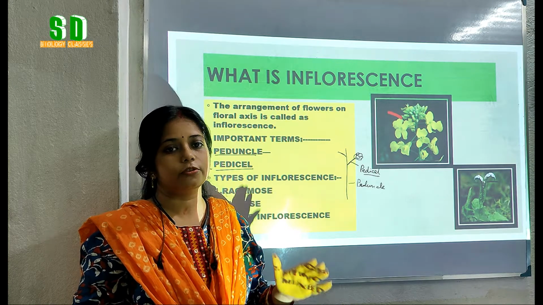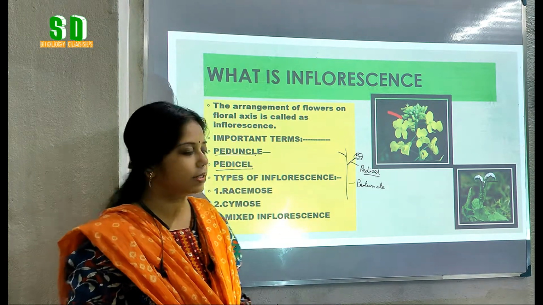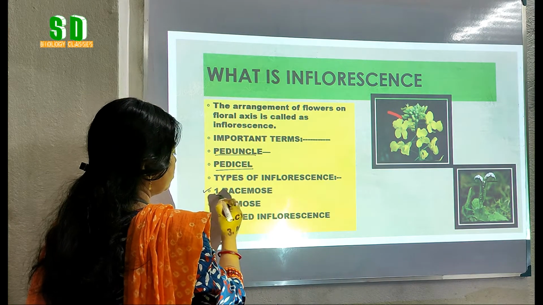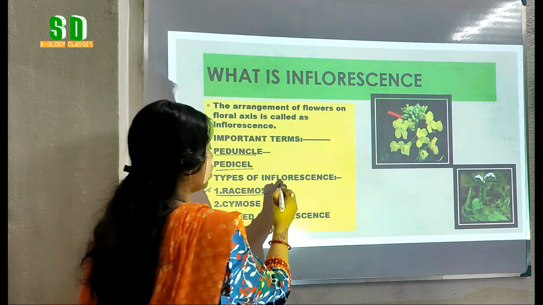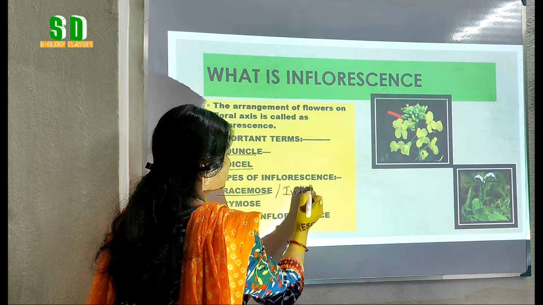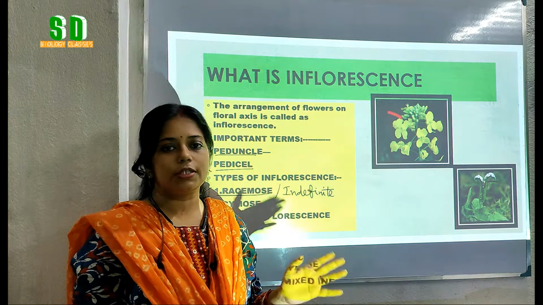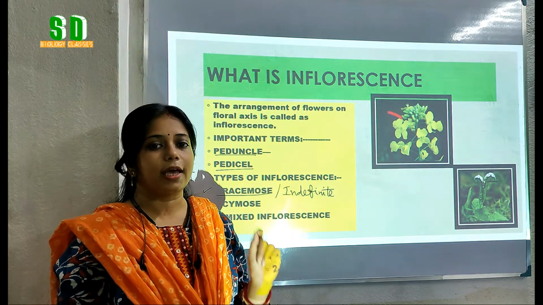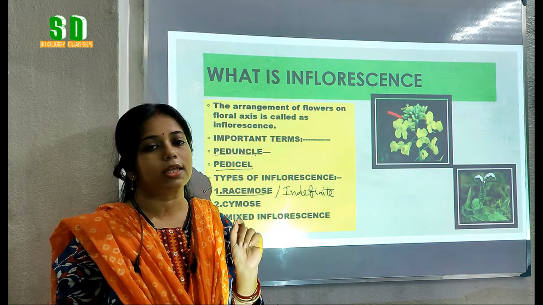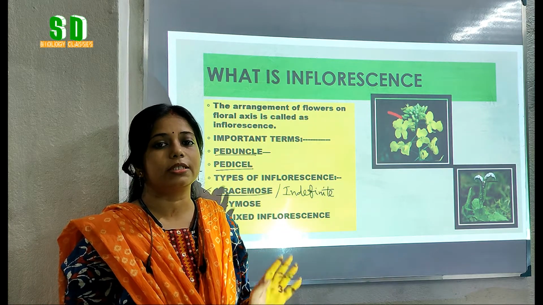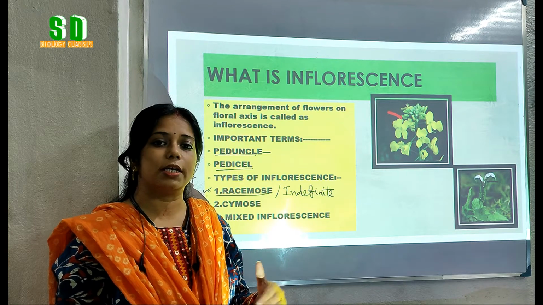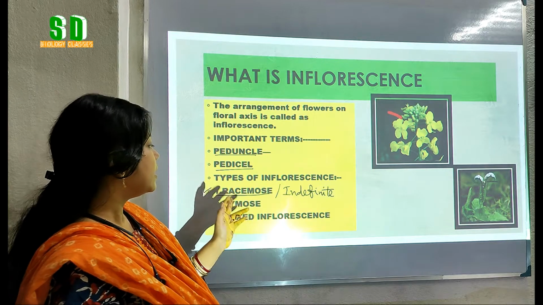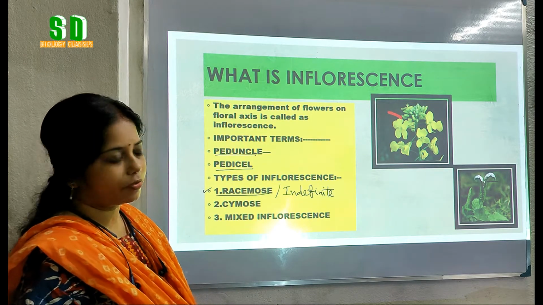Now we will know about different types of inflorescence. What are the different types of inflorescence? First one, racemose or indefinite inflorescence. What is racemose or indefinite type of inflorescence? From the name we can understand that in case of racemose inflorescence, the floral axis never terminates by a flower. So there is a continuous growth of the floral axis, and it is called the indefinite type of inflorescence.